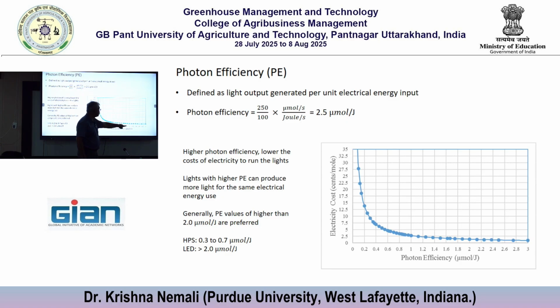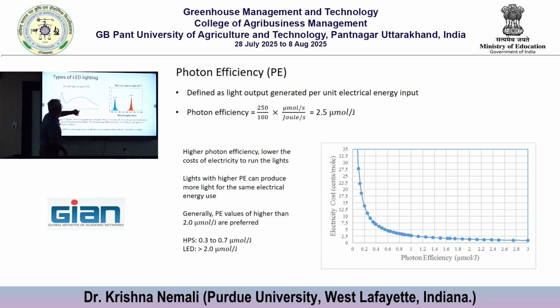The reason why you want to look at that is the higher the photon efficiency, you see the higher the numbers, 2, 2.4, 2.5, electricity cost is what? Look at this graph. On the x-axis, you have photon efficiency. On the y-axis, you have electricity cost, how much you will pay. As the photon efficiency is increasing, what is happening to electricity costs? Increasing. So that is why it is so important.